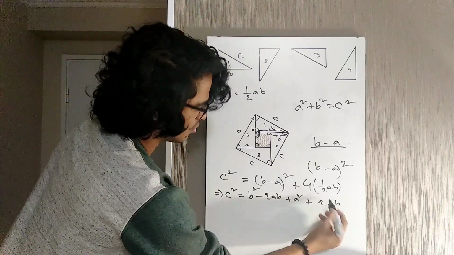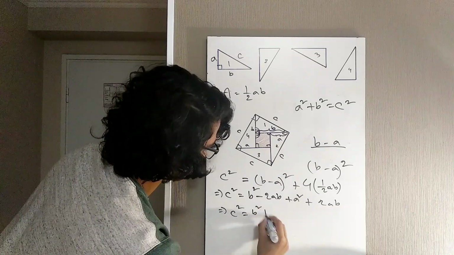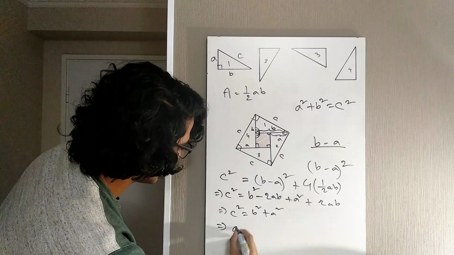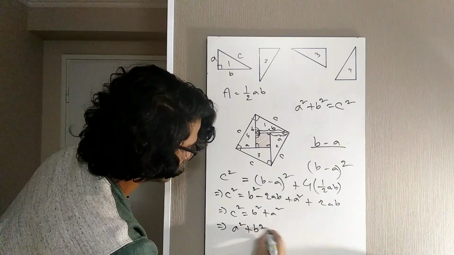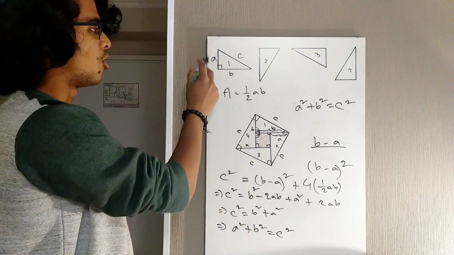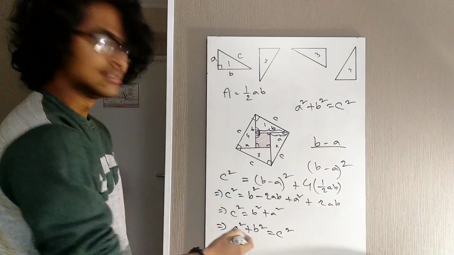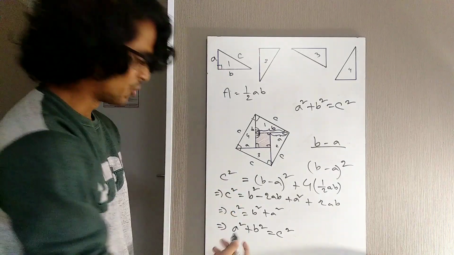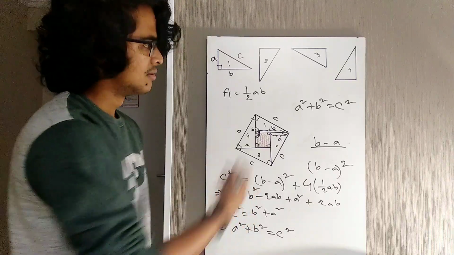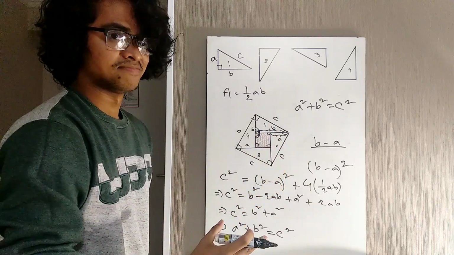This 2ab and this 2ab will cancel out, and we'll have c square equal to b square plus a square. If we just rearrange it, we can write a square plus b square is equal to c square, where a and b are the two adjacent sides of the right angle, and c is the hypotenuse. So we have this relationship, a square plus b square is equal to c square, which is exactly what Pythagoras' famous theorem claims. So we are done. Simple, isn't it?